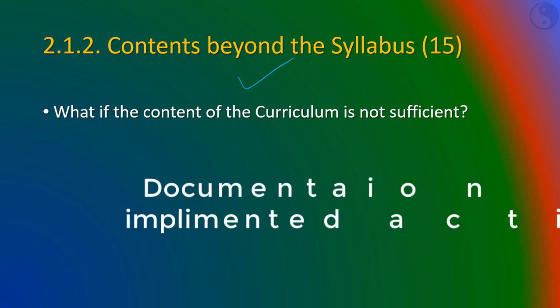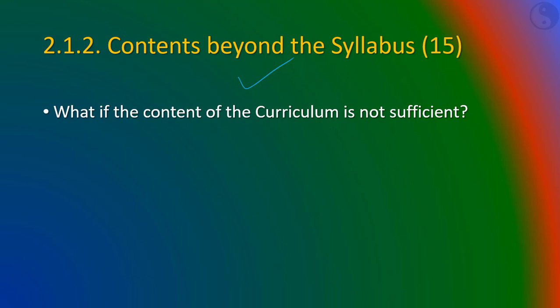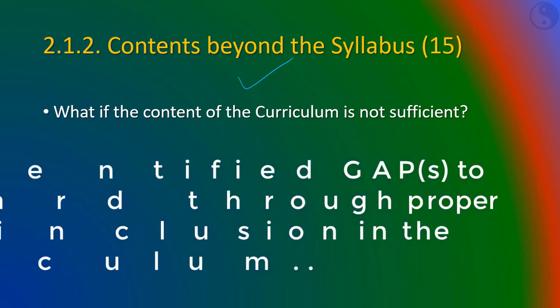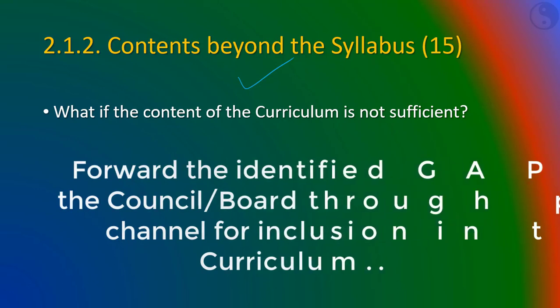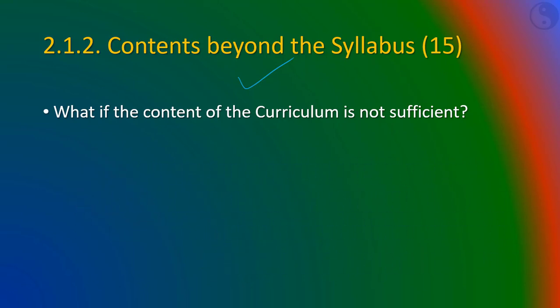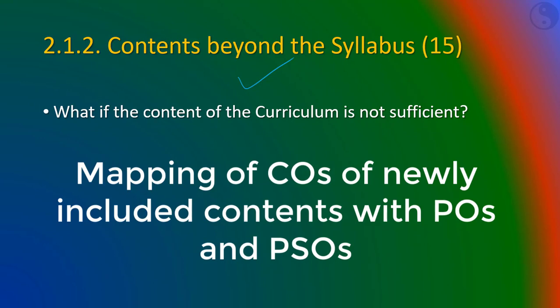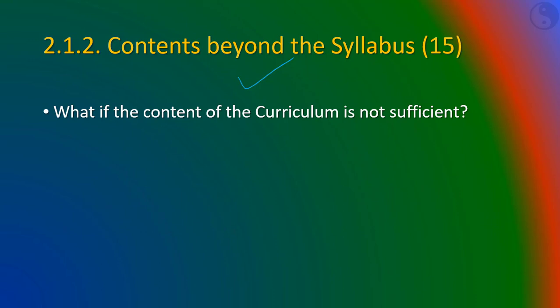If the program runs under the board or state council, the curriculum gap identified during the analysis process has to be forwarded as suggestions for necessary action by the higher authority. The proof of such communication from the department needs to be preserved for the visiting team's inspection. The content beyond syllabus needs to be analyzed again by mapping with the POs and PSOs. The process will help to make a judgment about the impact of content beyond syllabus. So content beyond syllabus is required only when there is a gap. Otherwise, this exercise need not be carried out.